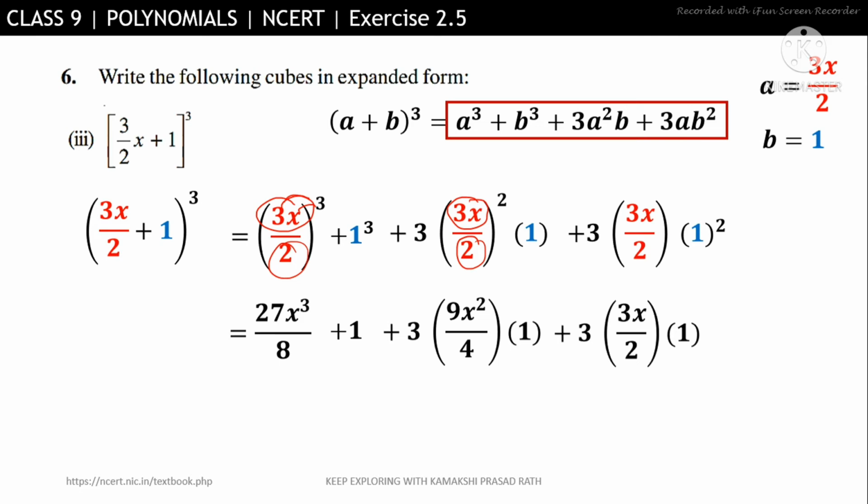So let's simplify the brackets now. So the first term is as it is, the second term is 1, and the third term has no cancellation. So we'll directly multiply the numbers. So we get 27 by 4 into x squared and 9 by 2 into x, because there is no cancellation here, no denominator and numerator will cancel. So directly we can multiply them and get the expansion.